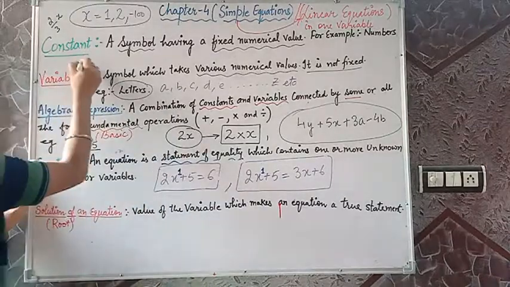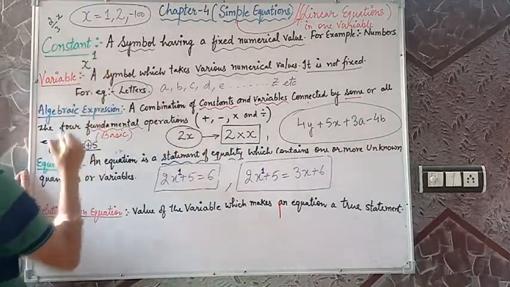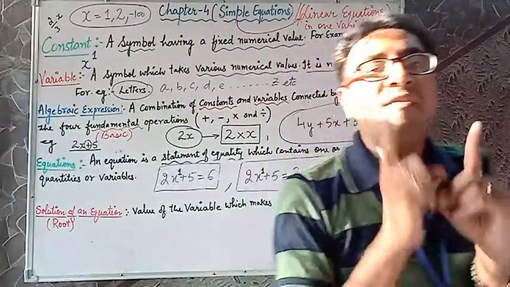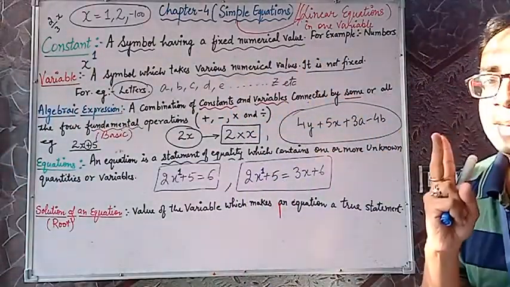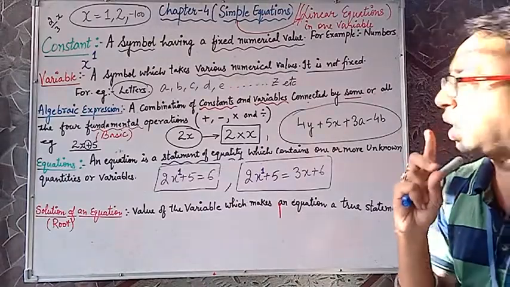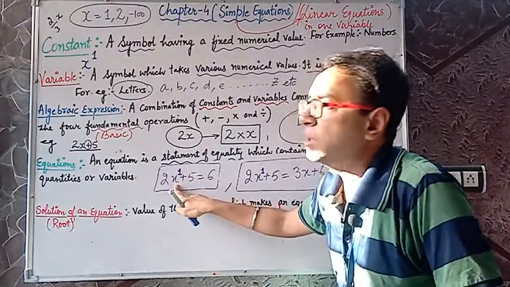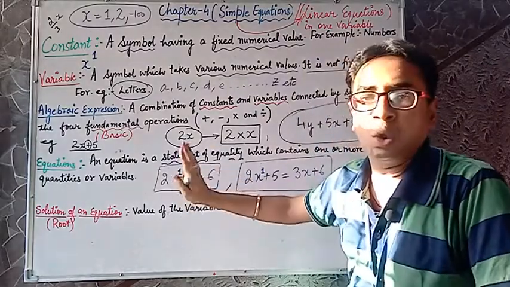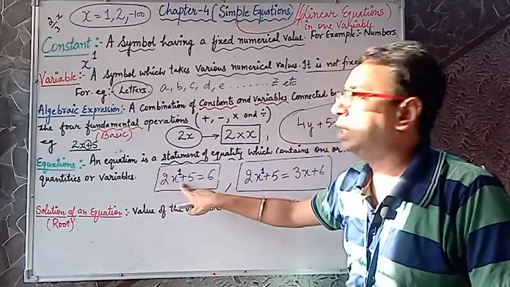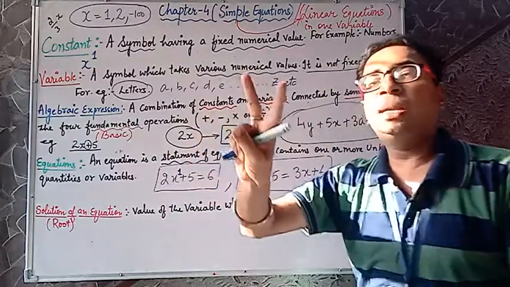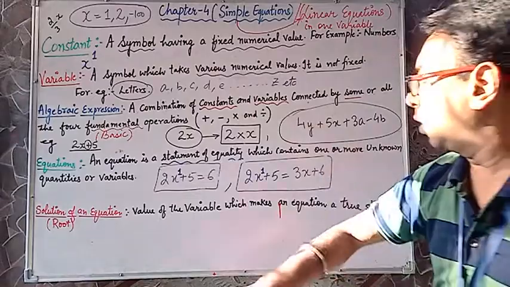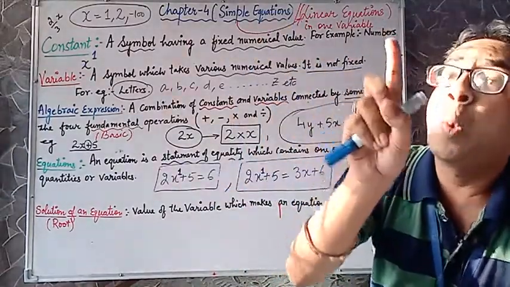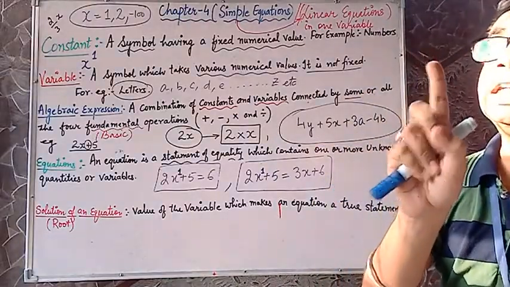I am writing x raised to power 1. This is what linear means. The variable must have power 1. What it means is that this variable will be multiplied only one time. For example, 2 into x means 2 and x are multiplied one time. Clear? So linear means the variable must have 1 as the power. That is what linear means.